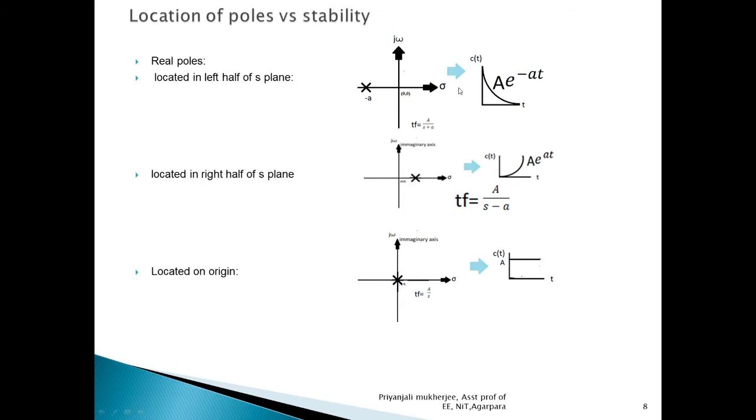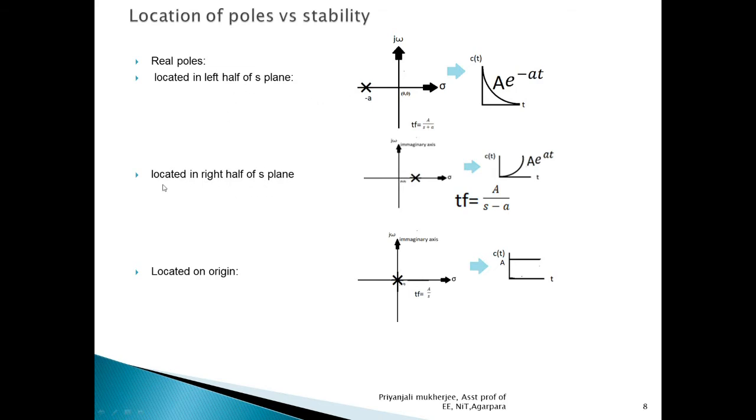Now, this impulse response is an exponentially decaying function. As it is an exponentially decaying function, we can say that it is bounded within this region. If t is equal to 0, then e to the power minus 0 is 1, so the value is only a, and it is bounded between a and 0. So, if a pole is located at minus a, the impulse response is an exponentially decaying function, and hence the system is called stable.